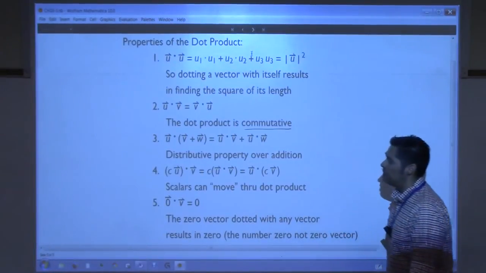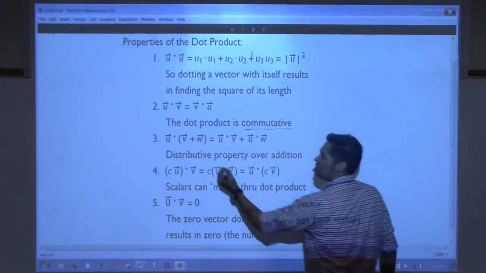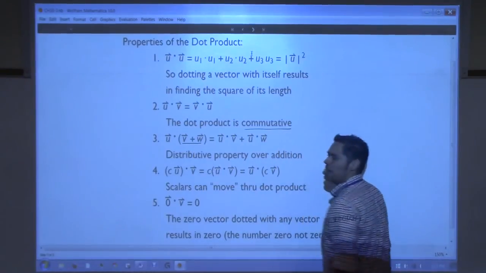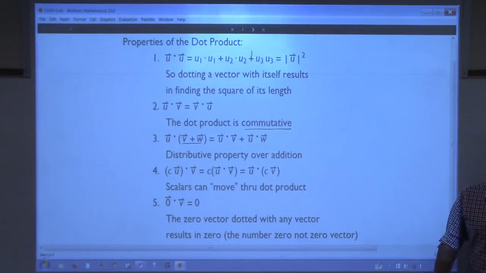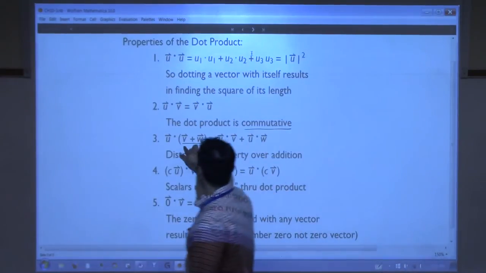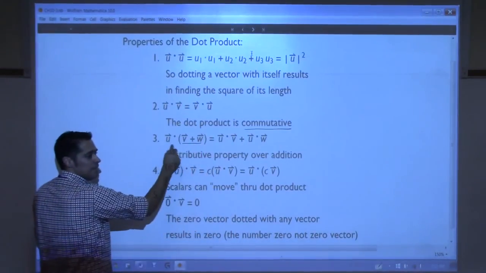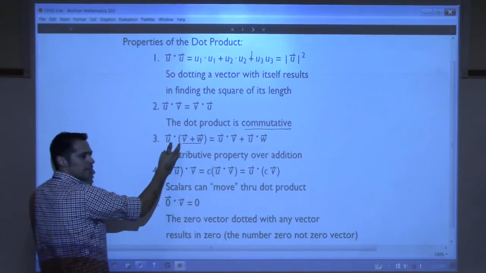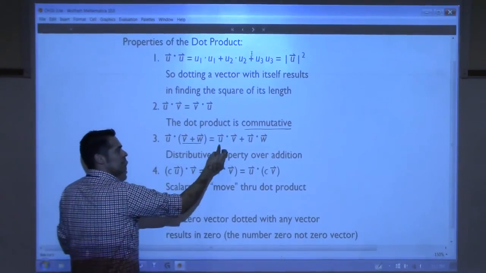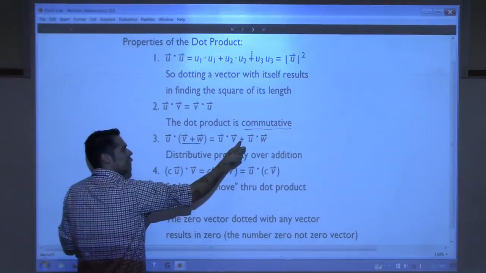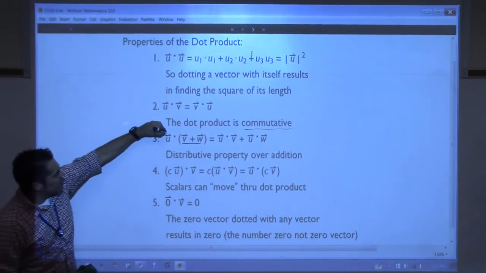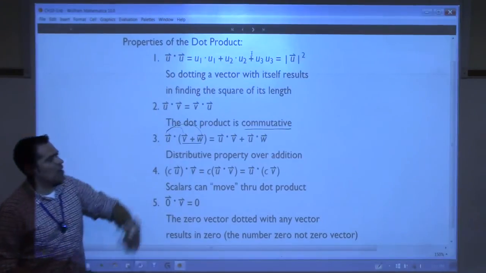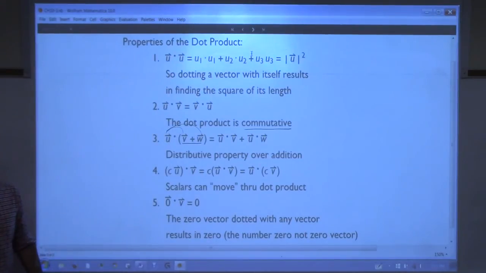Distributive property over addition. If you take two vectors and you add them together, what should you get? A vector, right? And then you take that new vector and you dot it with this vector. Whatever that answer is, it's the same as you dotting the u with the v, then adding the u dotted with the w. So it's almost like you're distributing the dot product over addition. That is a property of dot products. We could verify it, but we're just going to take it on faith.